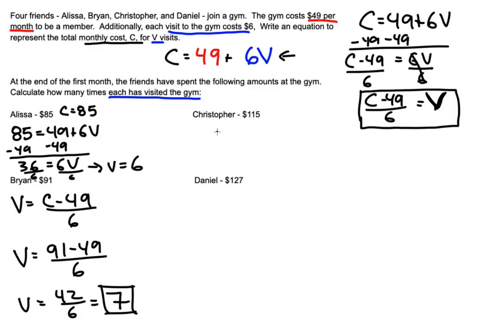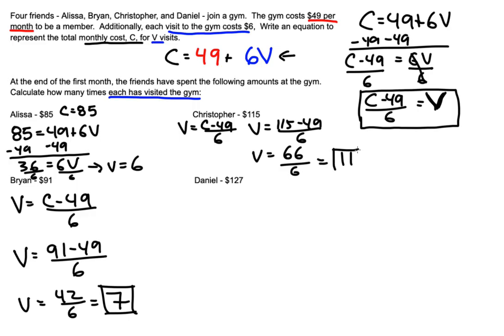For Christopher, we can do it again. We just say the visits equals C minus 49 over 6. So in his case, the visits would equal 115 minus 49 over 6. So the visits would equal 115 minus 49. What is that? 66. So that would be 66 over 6. So his visits would equal 11. He went to the gym 11 times.